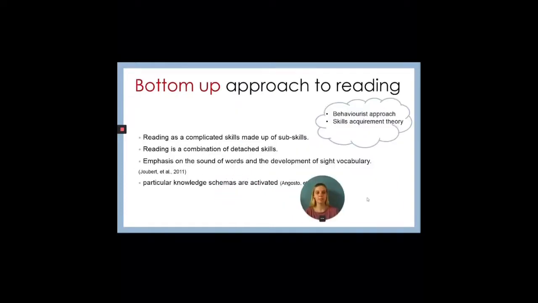The bottom-up approach is also known as the behaviorist approach, as well as the skills acquirement theory. This approach sees reading as a complicated skill made of sub-skills. Reading is a combination of detached skills according to this approach. Therefore, the aim of this approach isn't to see the meaning of the text, but to identify the different aspects of it, such as the phonics and an emphasis on the sounds of the words, and to help the learners develop their vocabulary.